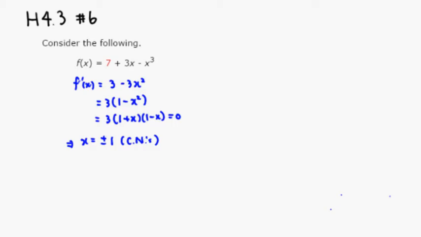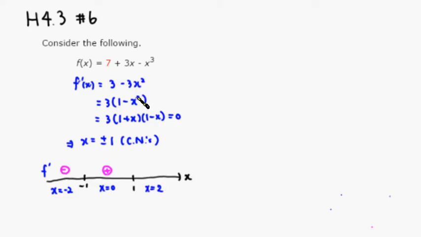Then we make a number line and put tick marks at the critical numbers -1 and +1, and look at the sign of f prime. For anything less than -1, I'll try -2. If you plug in -2, 1 minus (-2) squared is negative, so it's negative here. Try x equals 0, between -1 and 1: 1 minus 0 is positive, so we have a positive sign here. Then x equals, say, 2, and that's negative. So it's increasing between -1 and 1 and decreasing everywhere else.